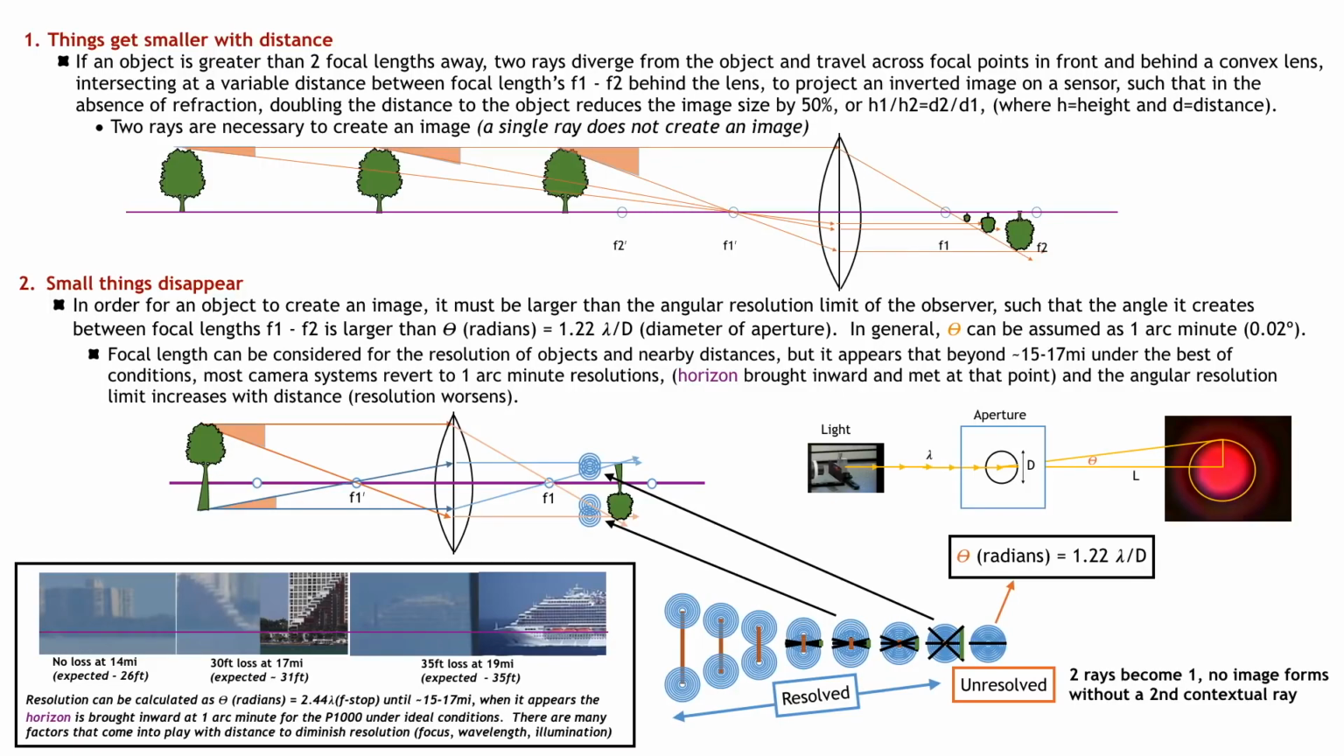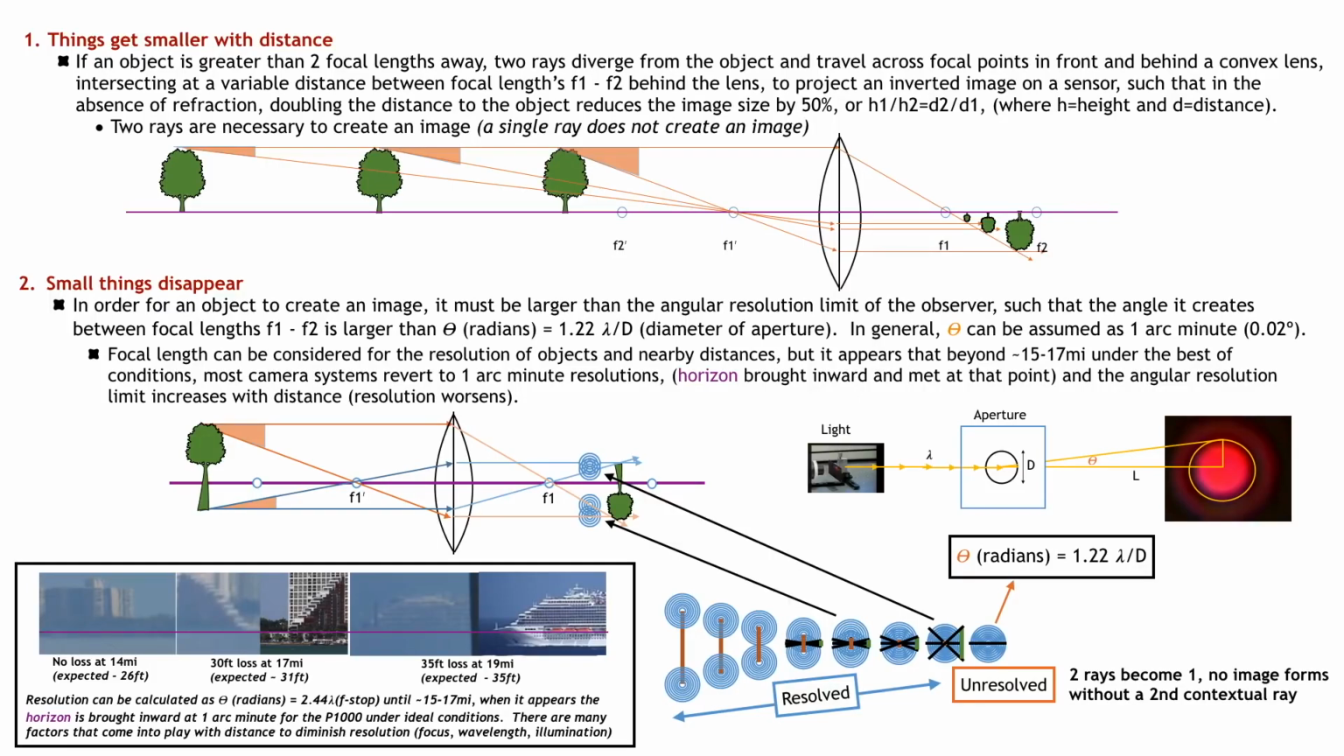The second part is that small things disappear. And again, we've covered this in the previous video, and this is where we get into the basics of the diffraction limit. In order for an object to create an image, it must be larger than a certain size, a certain angular resolution limit to the observer, such that the angle it creates between those focal lengths, f1 to f2, is larger than a certain angle, theta in radians, equal to 1.22 times the wavelength of light divided by the diameter of the aperture. So in general, theta can be assumed to be 1 arc minute or 0.02 degrees.